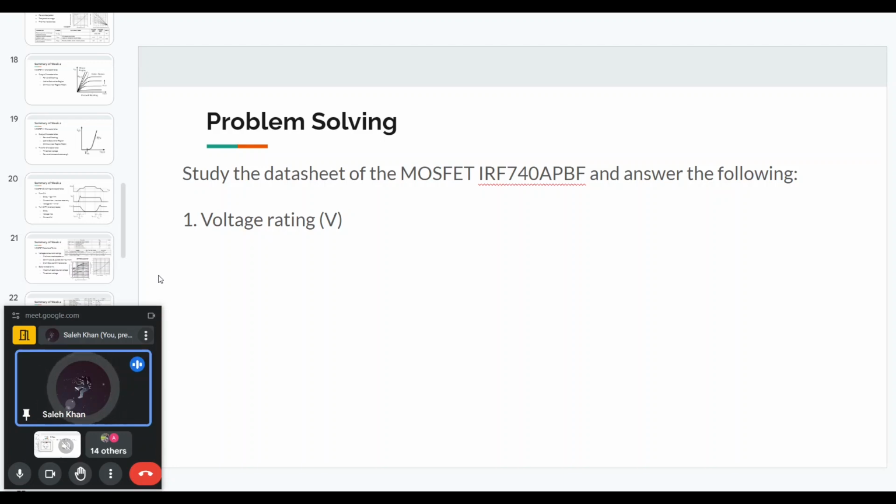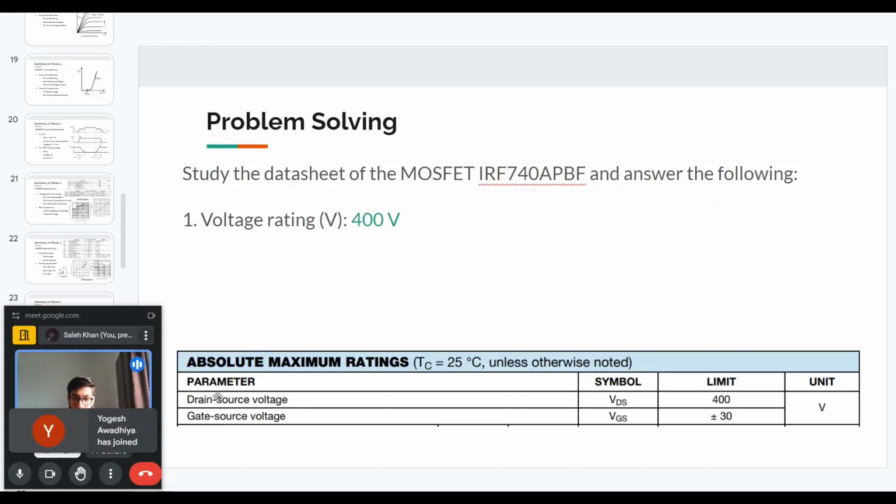Okay, let us continue with the questions. So we are given a MOSFET and we are supposed to study the data sheet and find first of all the voltage rating. If you search this MOSFET and find the data sheet, the voltage rating given is the drain source voltage maximum rating of 400 volts. So this is quite simple. There are no multiple voltage ratings, just one maximum voltage rating given for the drain source voltage, and it is 400 volts.